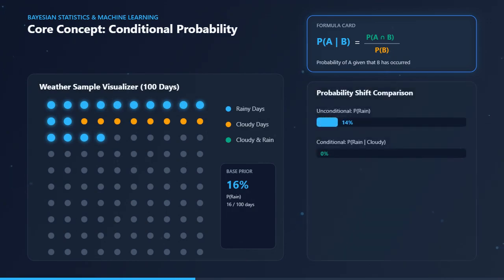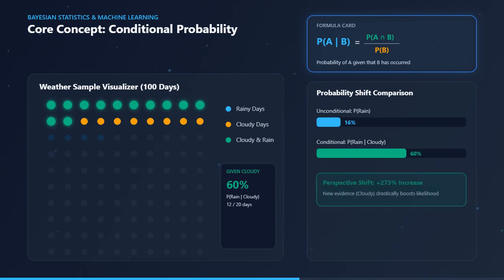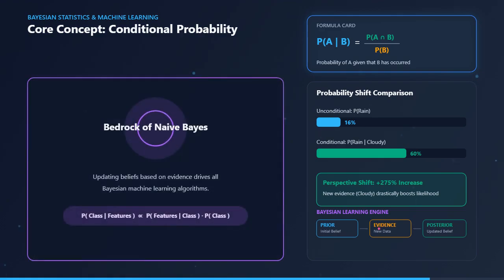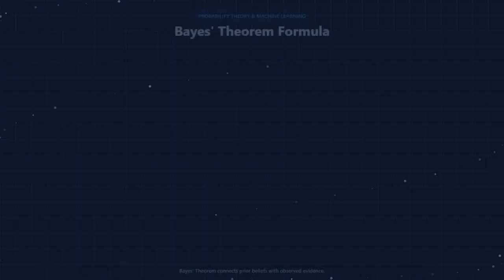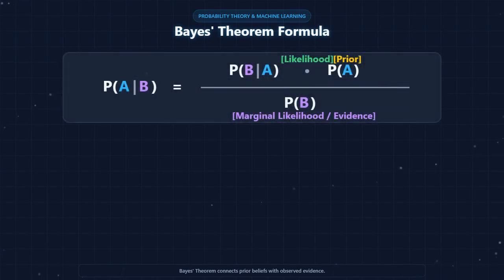Imagine you are looking at the weather. The probability of rain on any random day might be low. But what if we know it is extremely cloudy? The probability of rain, given that it is cloudy, is much higher. This simple shift in perspective, updating our beliefs based on new evidence, is the bedrock of Bayesian statistics and the entire naive Bayes classifier.